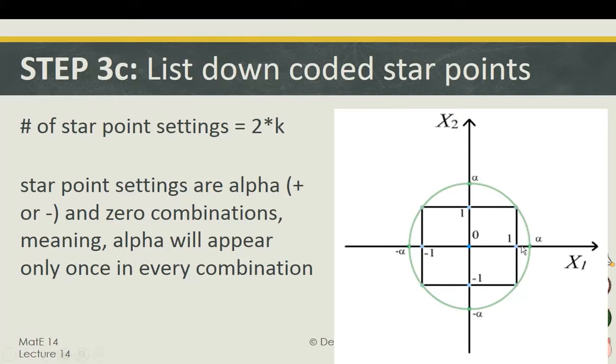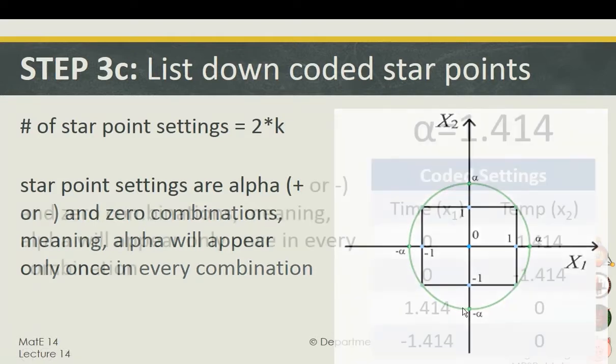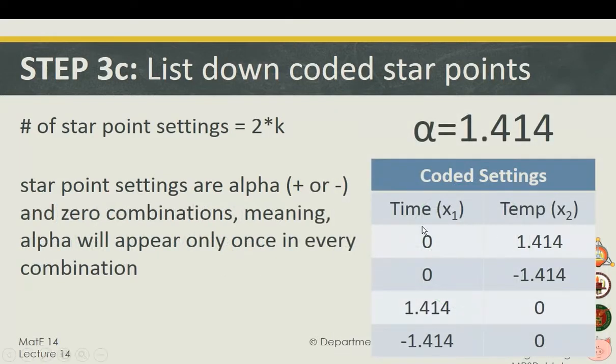So, for example, this star point setting here is when x1 is plus alpha, while x2 is 0. Here we have x1 is 0 and x2 is plus alpha. Okay, and we can do it again for these 2 other points. When we do that, we can now complete the coded settings.